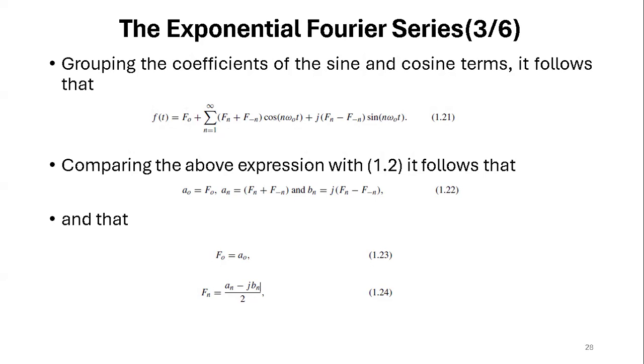To compare the above expression with equation 1.2, it follows that a0 is equal to f0, an is equal to f n plus f minus n, and bn is equal to j times (f n minus f minus n). And that f n is equal to (an minus j bn) over 2.